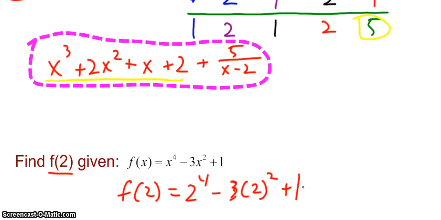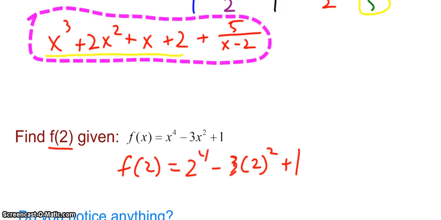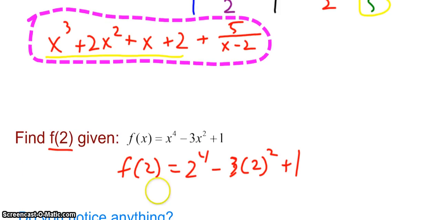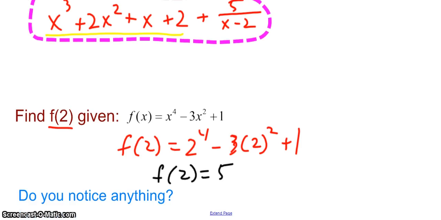So, if I type this into my calculator correctly, what do I get for f of 2? I get f of 2 is 5. Now, then you can already see the question creeping up that's already on your packet. Do you notice anything?